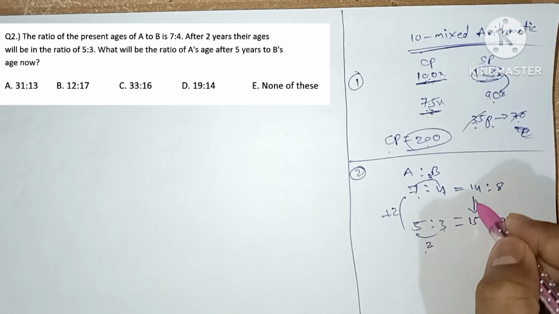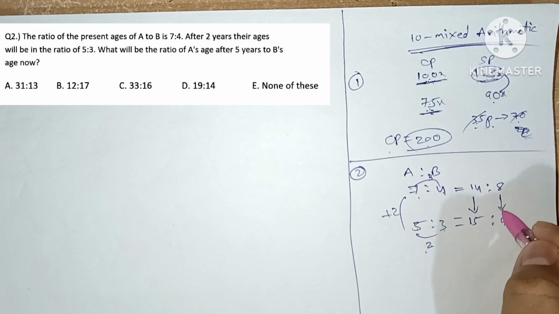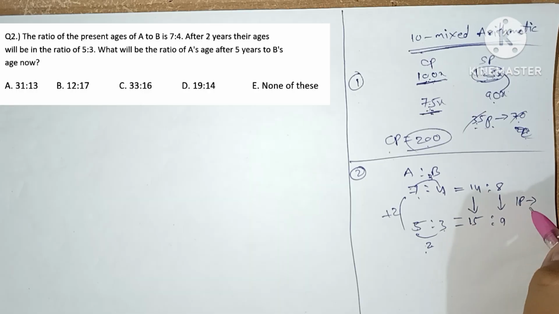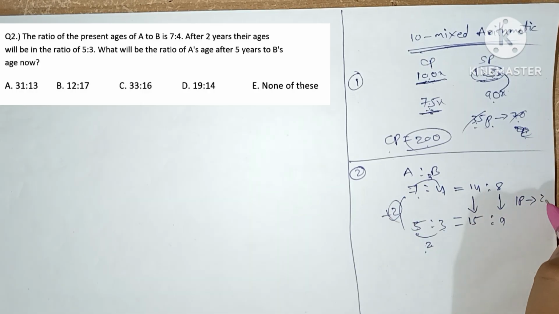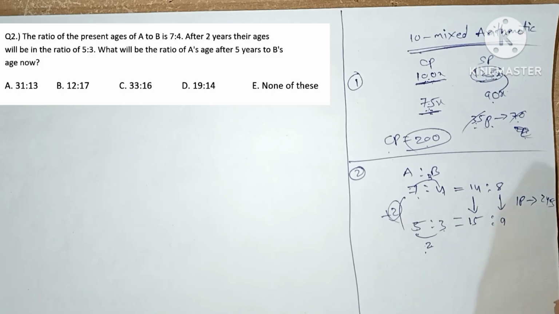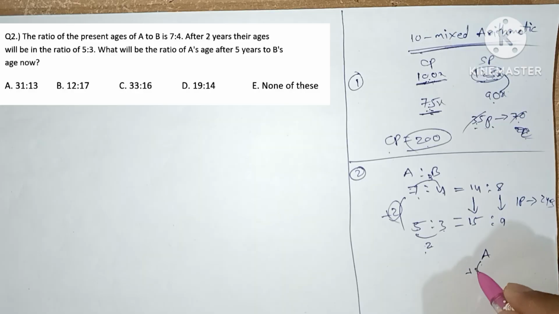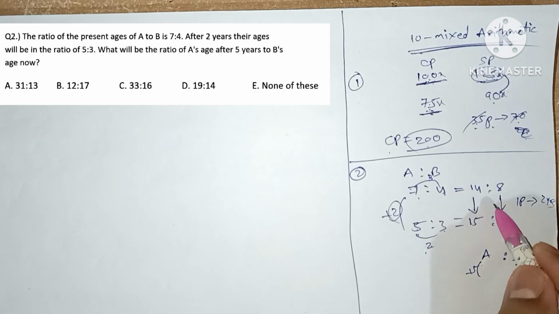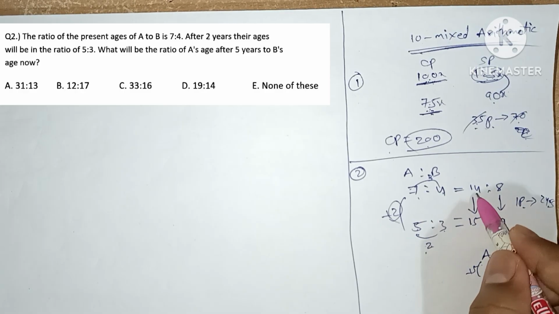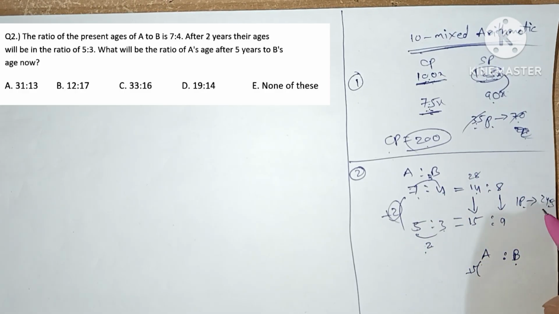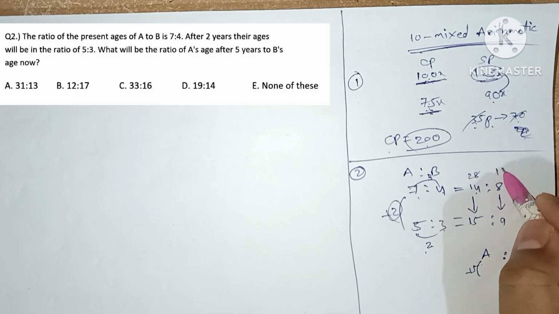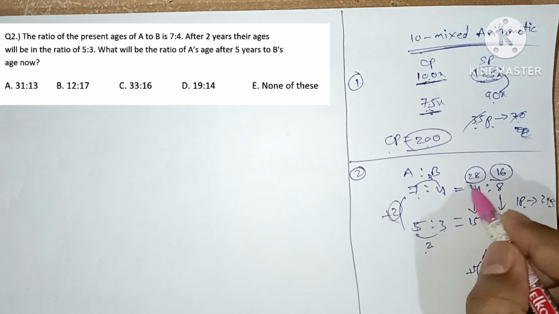Here the difference between these two is 1 part, and here also the difference between these two is 1 part. 1 part value is nothing but 2 years. First, 14 parts value is 28, and 8 parts, which is 16. So these are the present ages of A and B.